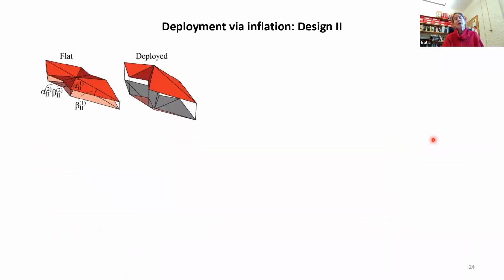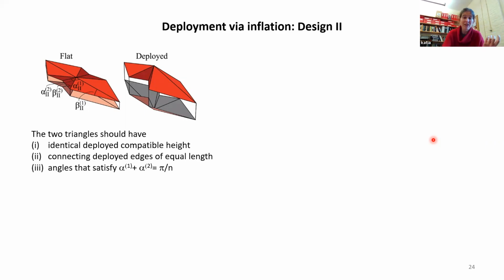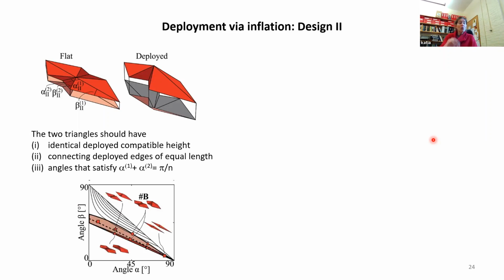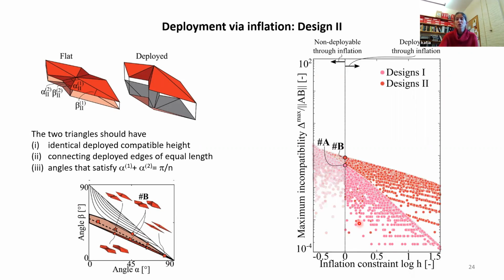All right, what else can we do? Well, for example, a simple adjustment is, instead of connecting long edge to long edge, we can connect the long edge of the triangle to the short edge of the other triangle. The requirement is pretty much the same. And now what's changing is that the domain from which I can choose the triangles to make inflatable structures is expanded. And when we characterize many structures realized by combining triangles in this way, we see that now we can increase the maximum geometric incompatibility.